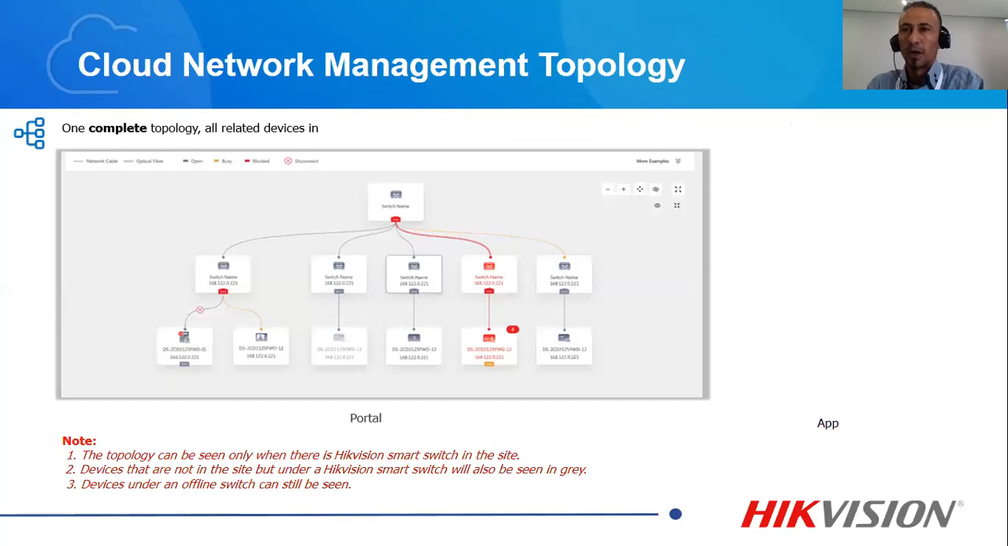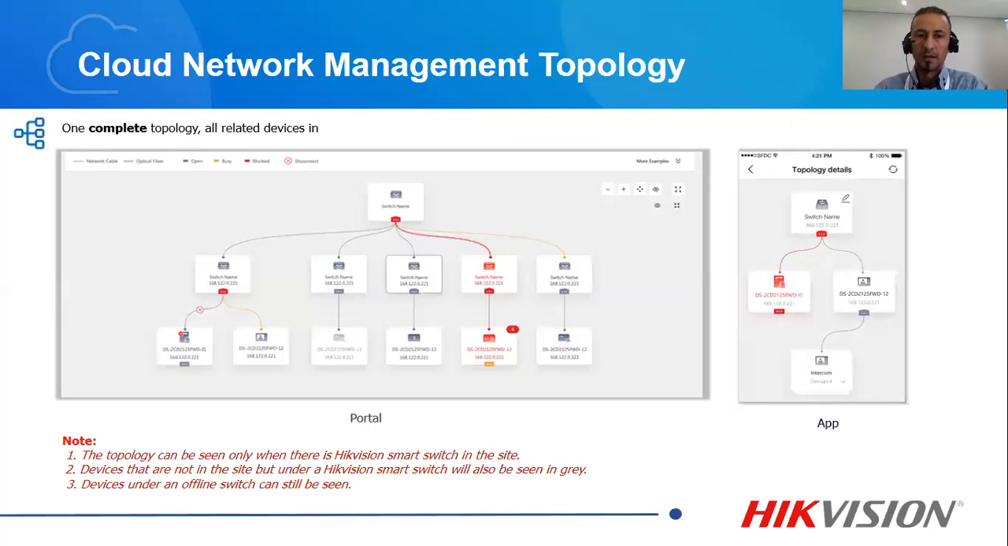Also, this is what our topology would look like on our portal as well as on our application. Here it just shows us all our related devices. As you can see on the blue, that will show us our particular device. It shows the name of the device, you can label it, and it will also show you the IP address of that device. It will also show us if the device is offline or there's a problem.